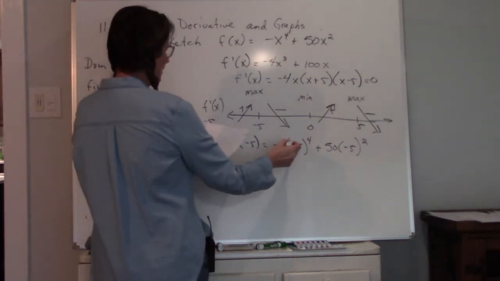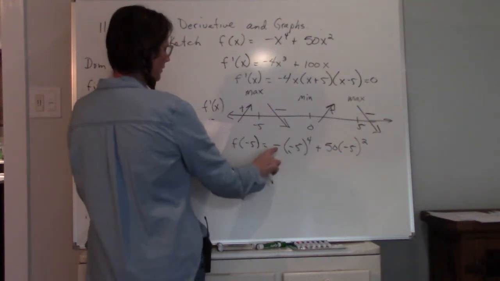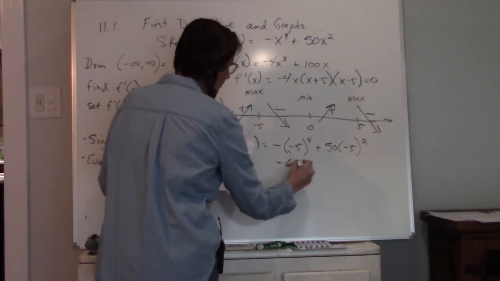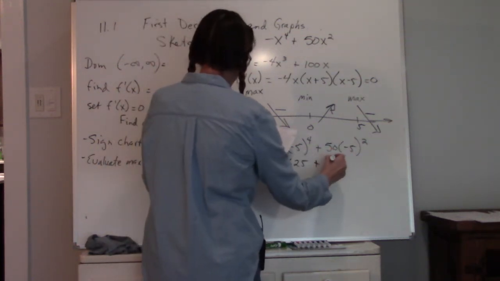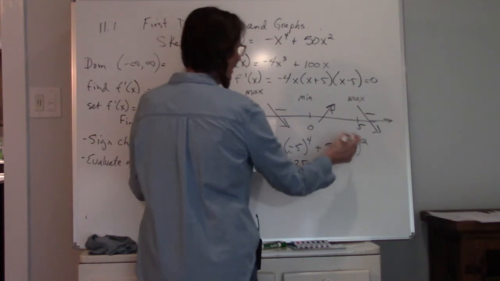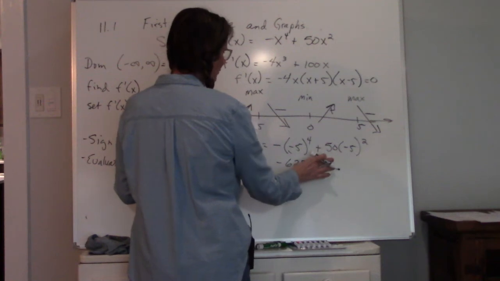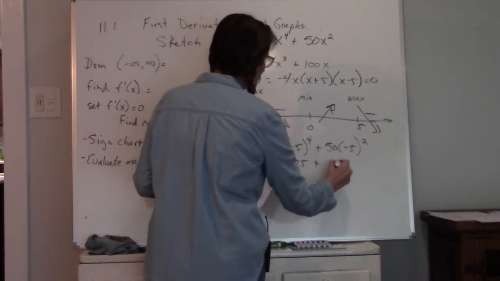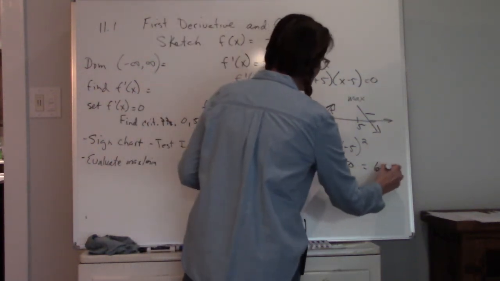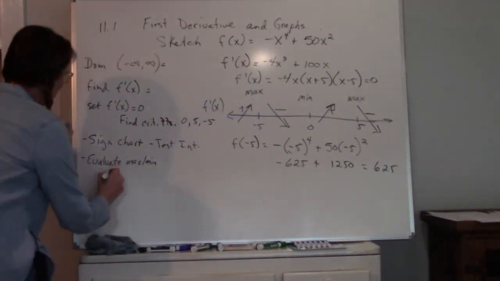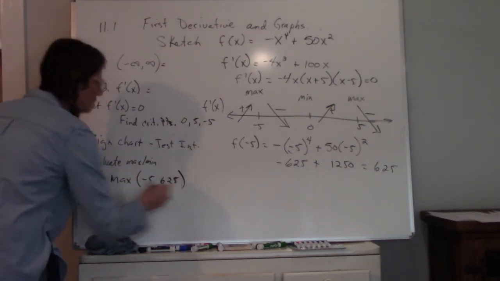So negative 5 to the 4th power is 625, but this negative makes it a negative 625. And then 50 times negative 5 squared. So negative 5 squared is a positive 25. So 25 times 50 is 1250. So negative 625 plus 1250 is a positive 625. So one of the maximums is at negative 5, 625.